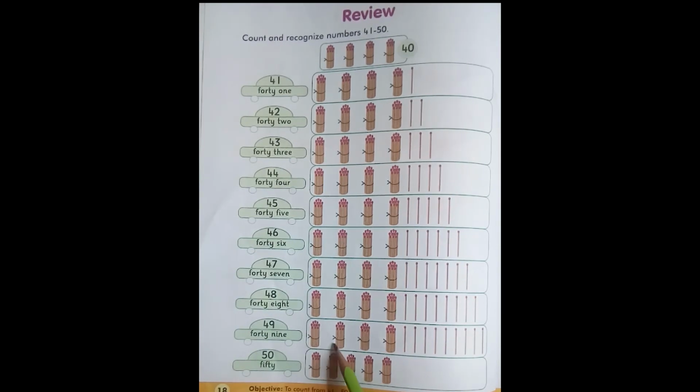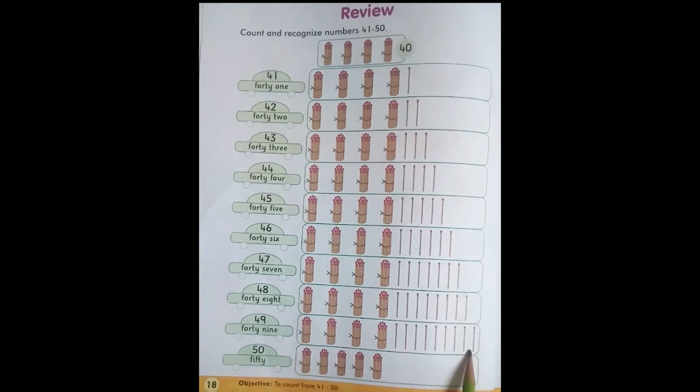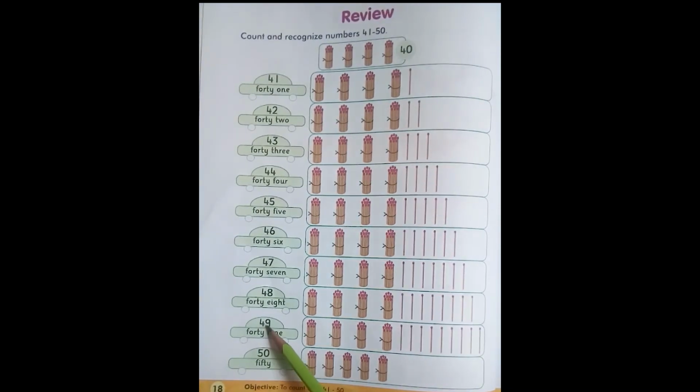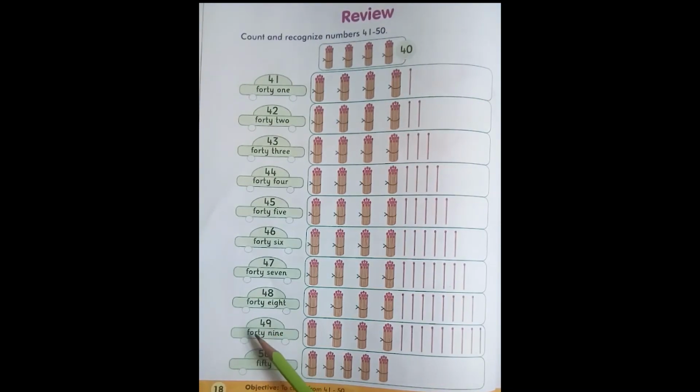These are 4 bundles of 10 make 40 and 9 matchsticks. So this is 49. F-O-R-T-Y 40. N-I-N-E 9 49.